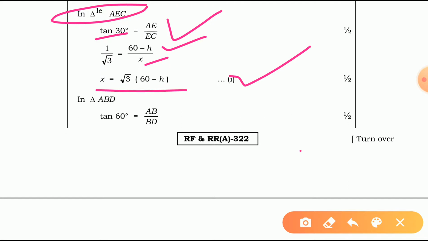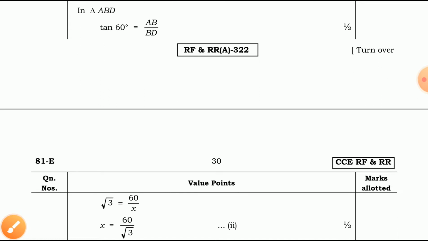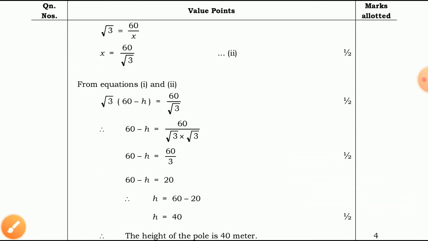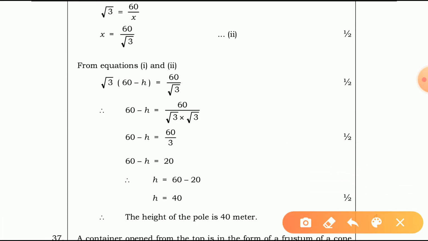Similarly, we consider the triangle ABD. Tan 60 degree is equal to opposite side divided by adjacent side. Tan 60 degree is equal to root 3, AB is equal to 60 and BD is equal to x. Here x is transposed to the left hand side and root 3 to the right hand side. We get equation 2, that is x is equal to 60 by root 3.